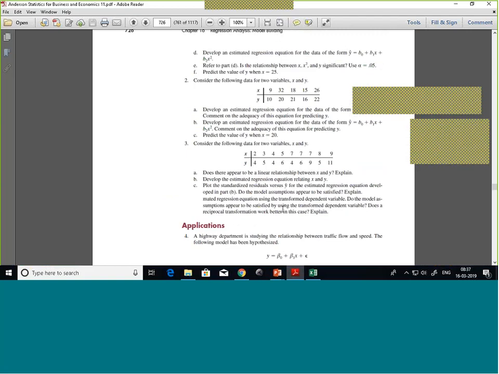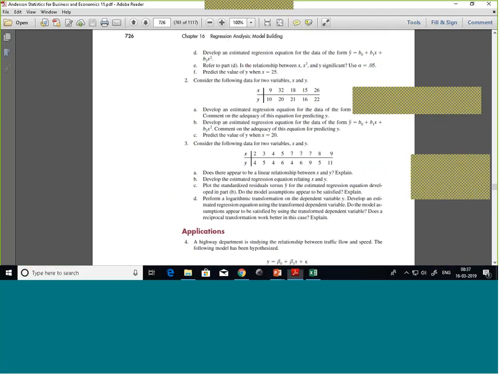The next one I am asking you is to develop an estimated regression equation for the data of the form. So now instead of a simple linear regression model, I am trying to find a second order model with one independent variable, that is y crown equal to b naught plus b1x plus b2x square. But we know this generalized linear model can be treated as a multiple regression model. How do you do that?